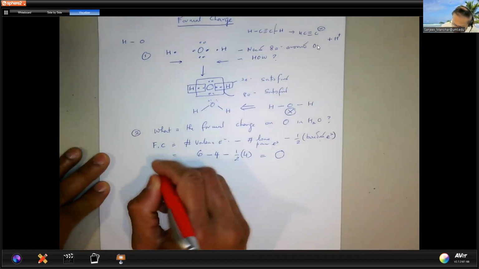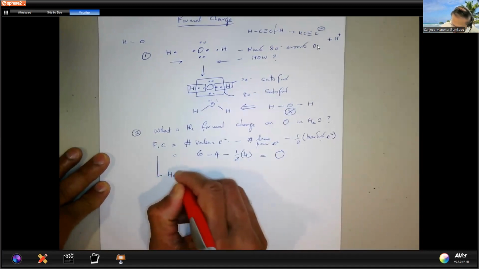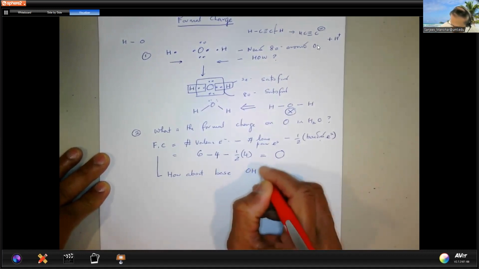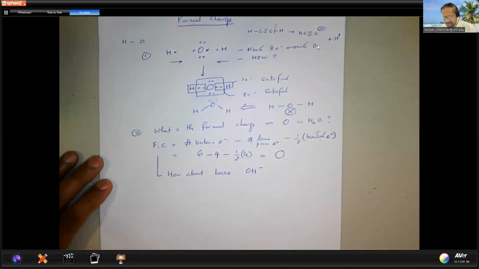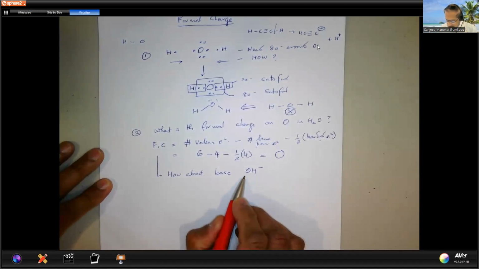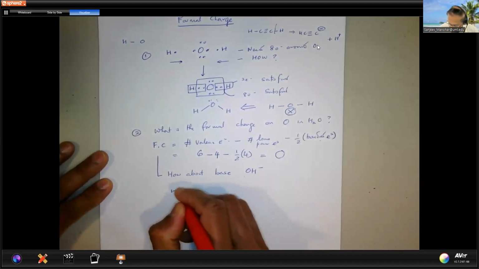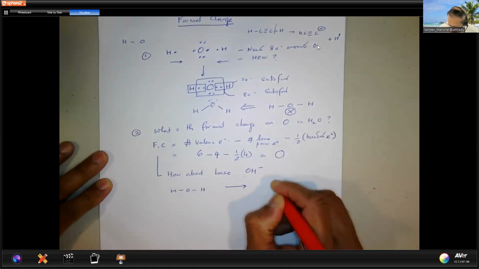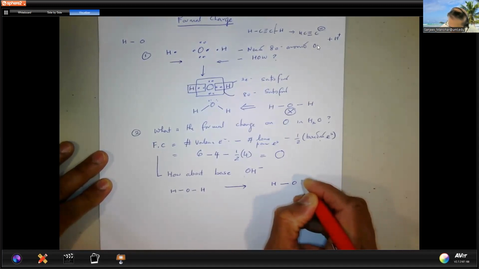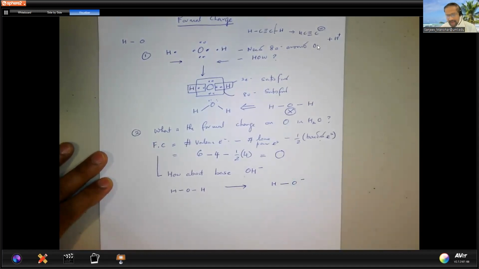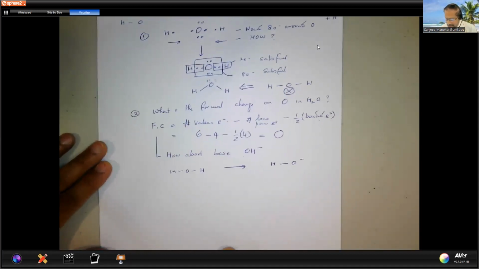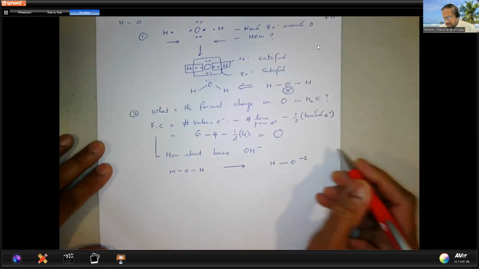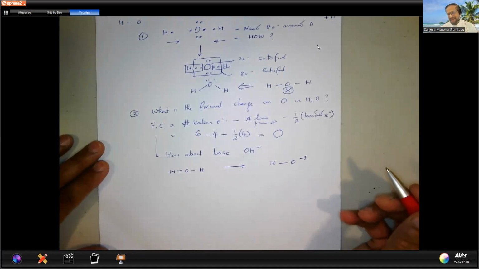So let's take a look at this. How about a base, right? What is a base? Hydroxide. Remember, that's a base. So how would you get this? So water, how do you get the base from there? How do you get that negative charge, -1? So how does it get that formal charge of -1 in hydroxide?